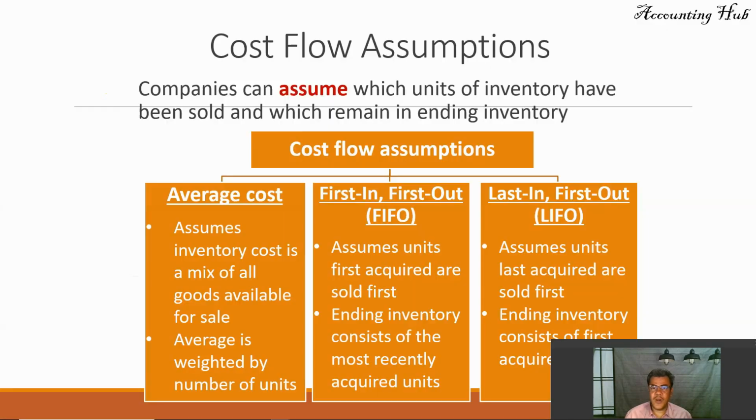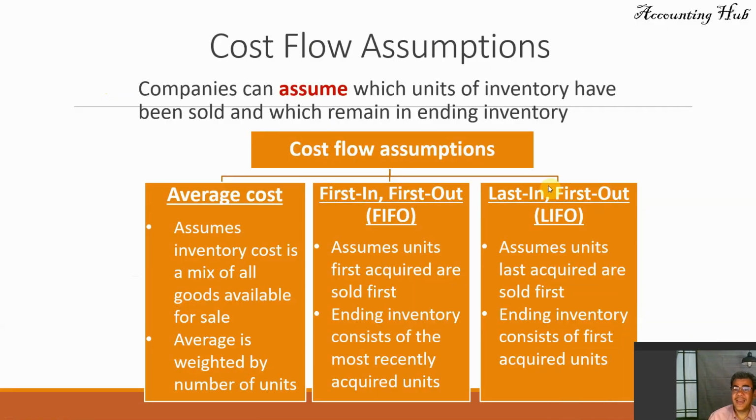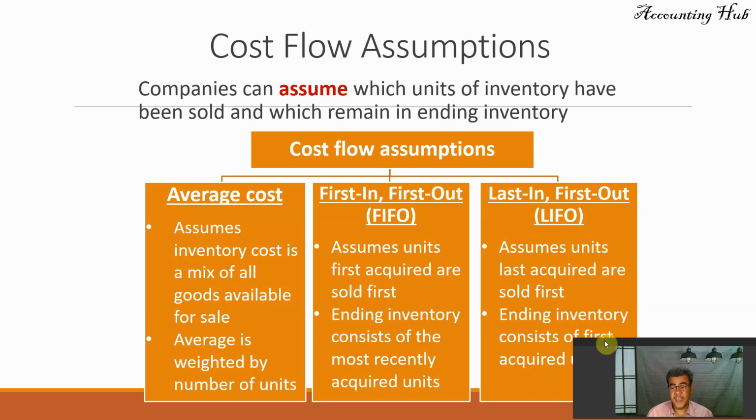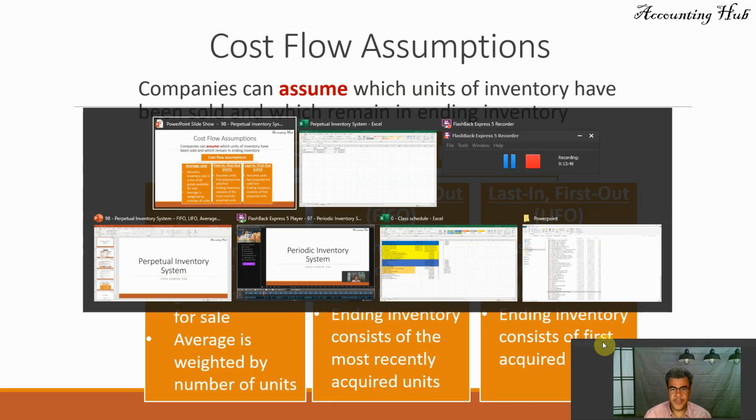And let's go to LIFO. LIFO is the opposite of FIFO. Last in, first out. So it assumes units last acquired are sold first. So the ending inventory consists of the first acquired units. Exactly the same, but the opposite. Okay? So it's not the same.